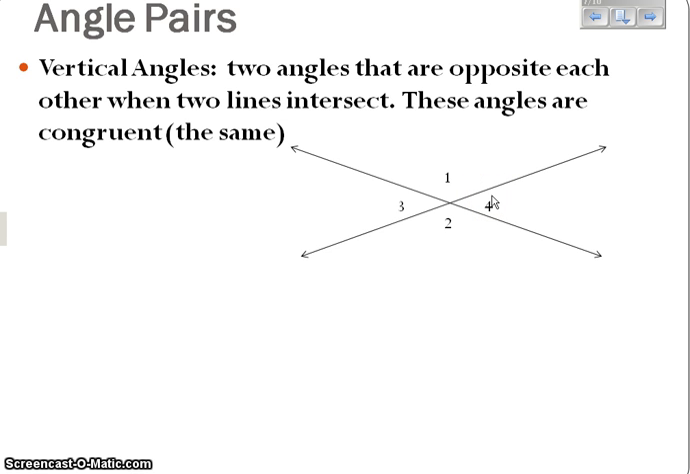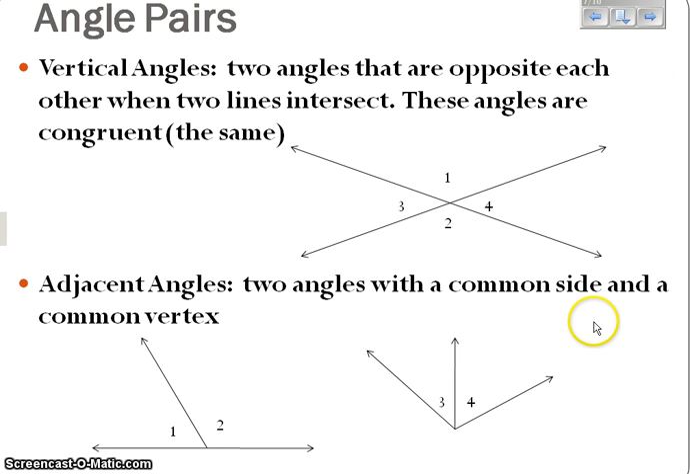When you have vertical angles, they are always going to be congruent, or in other words, the same number of degrees. So if angle 1 is 120 degrees, angle 2 is also 120 degrees. If angle 3 is 60 degrees, angle 4 is also 60 degrees. That's going to be important to remember when you're working on your problems tonight.